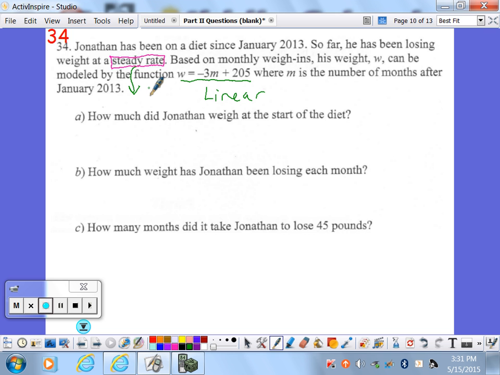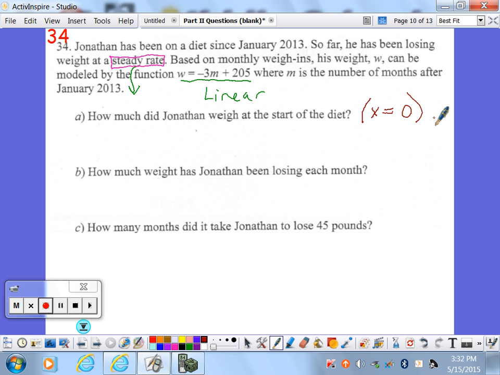How much did Jonathan weigh at the start of the diet? Remember that anytime you have a story that's at the start, the time is 0, which is always our x value. Okay, or some of you might just see it by looking at the equation, and that's fine. You can go ahead and write your answer.